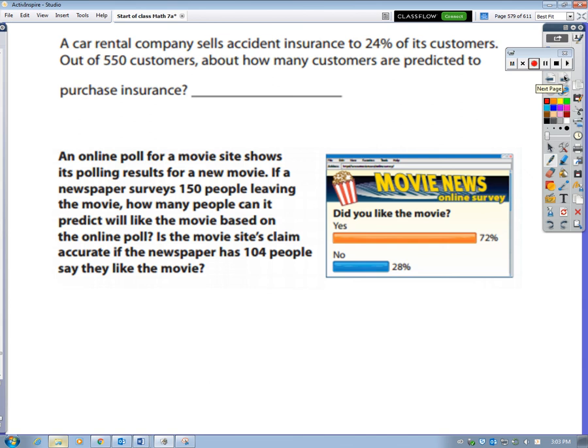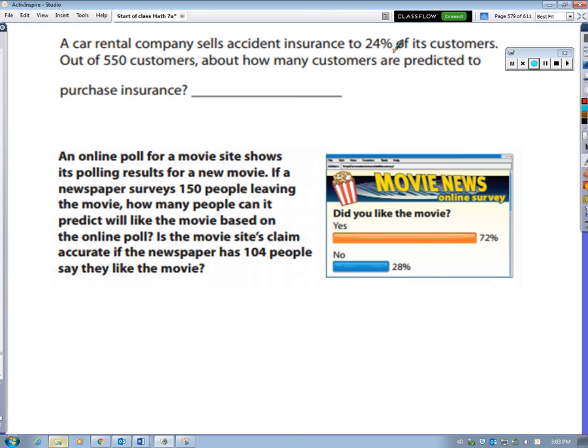Here's our next one. A car rental company sells accident insurance to 24% of its customers. I'm going to put some brackets around that because I'm going to need that. Out of 550 customers, about how many customers are predicted to purchase insurance? I underlined my question. I got my two pieces of information in brackets that I need to solve the problem. So we're going to do the same thing. We are going to multiply.